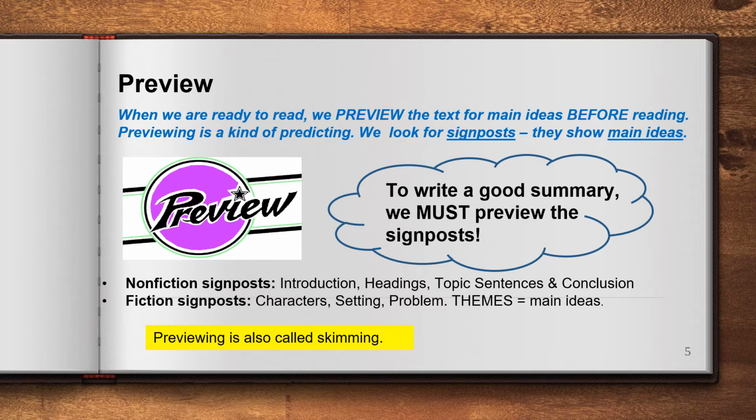When you're looking at a fiction text, you quickly get your head around the characters, the setting and the problem, and they are the signposts. And another form of main idea that you grapple with when you've been reading is actually the theme. So I should mention in passing that what I call previewing, some people call skimming.